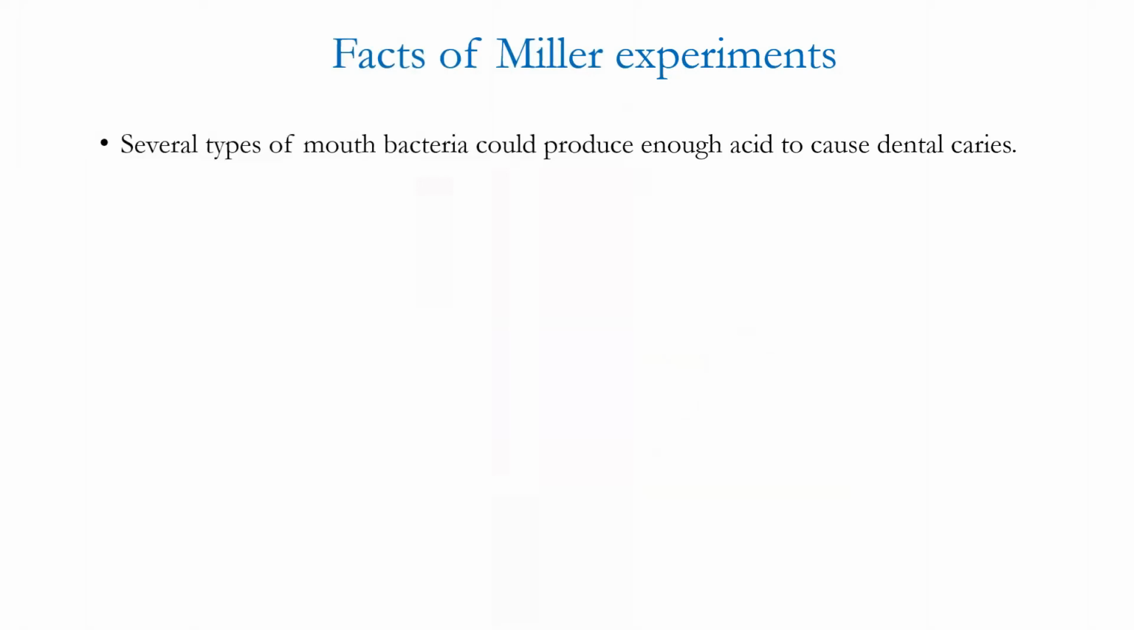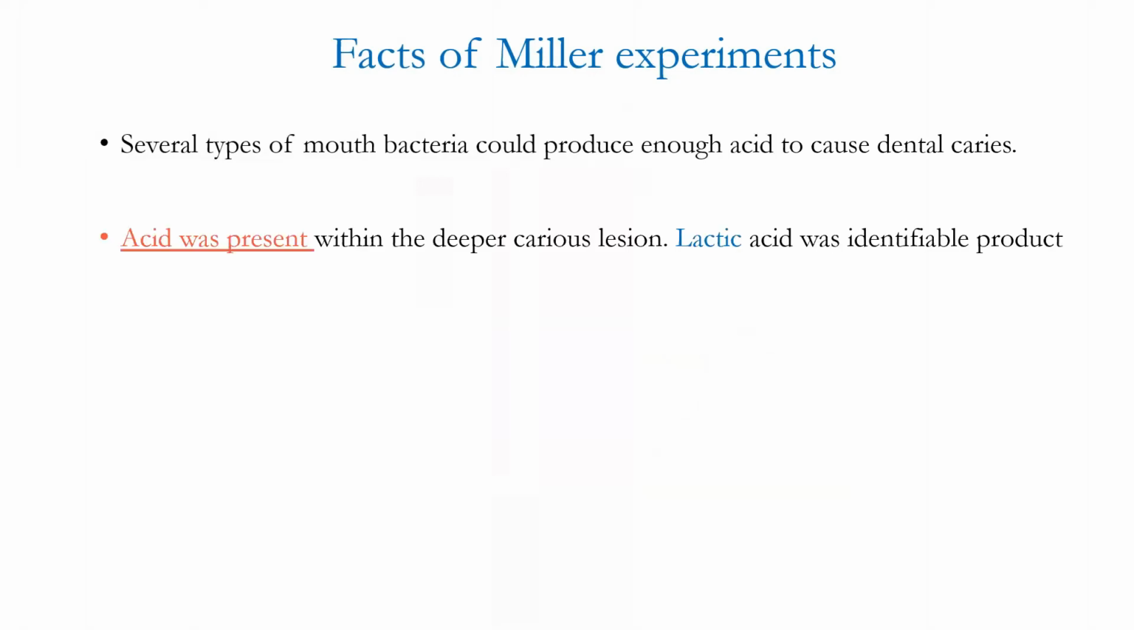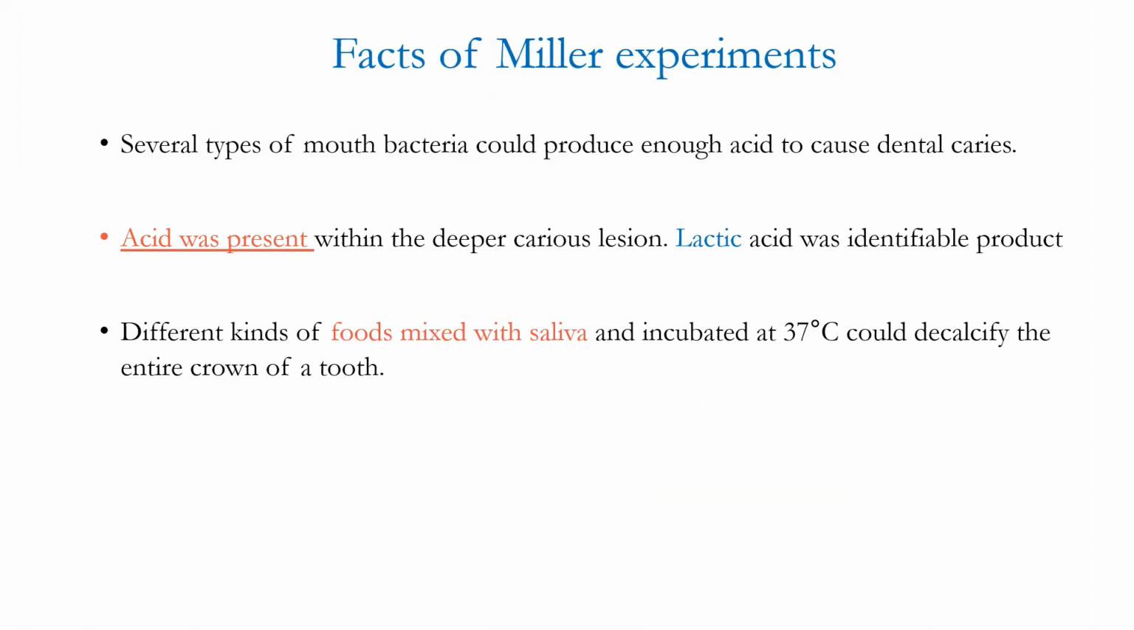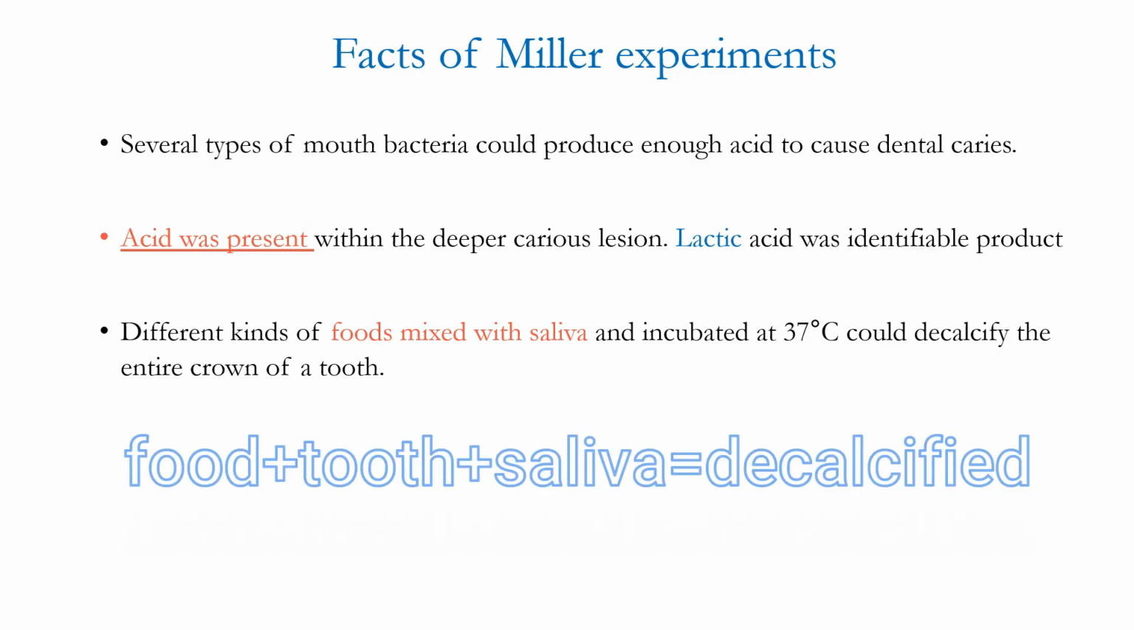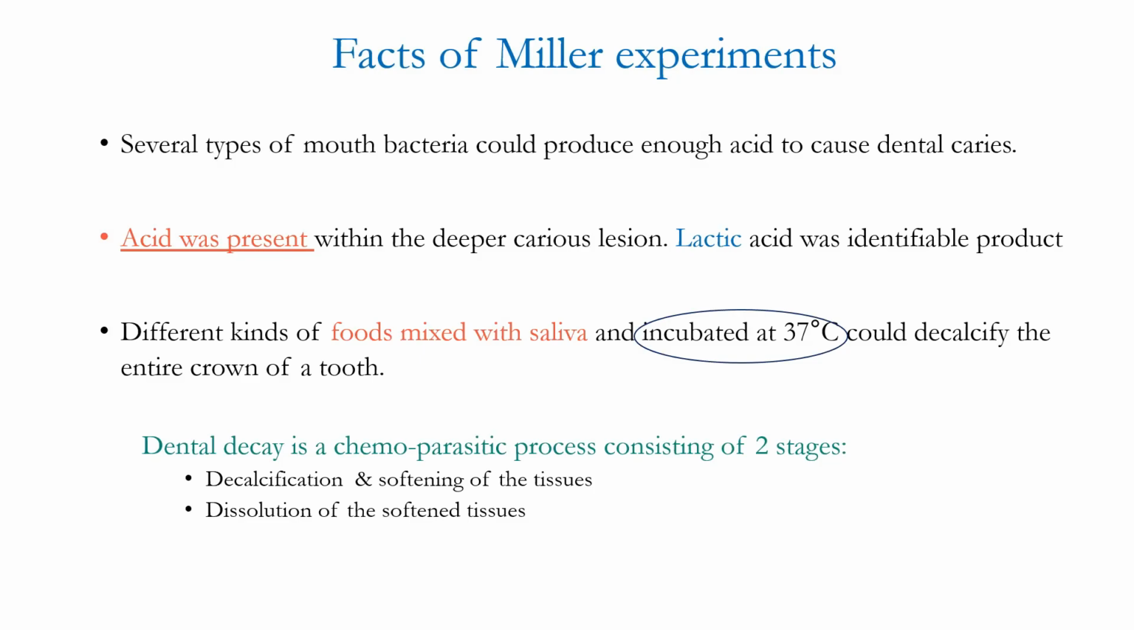So let's see what are some of the facts of Miller's experiments. There were several types of bacteria which were seen within the caries which could produce acid. Acid was present within the deeper carious lesion, and one of the most identifiable acids was lactic acid. Food, saliva, and tooth were incubated at 37 degrees centigrade. There was a decalcification of the entire crown. So this basically indicates that whenever a tooth has stagnation of food, that could lead to the occurrence of caries. So he said that dental decay consists of two stages. There is an initial decalcification and softening of the tissue, followed by dissolution of this softened tissue.